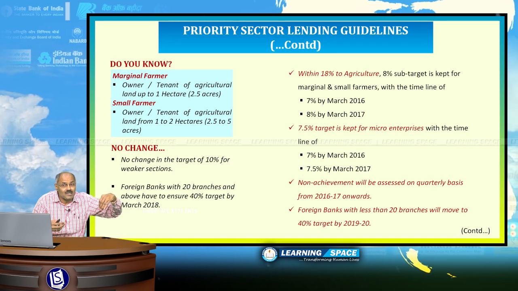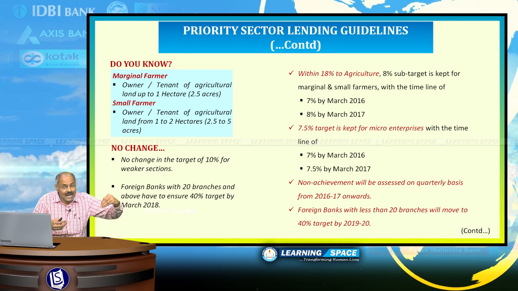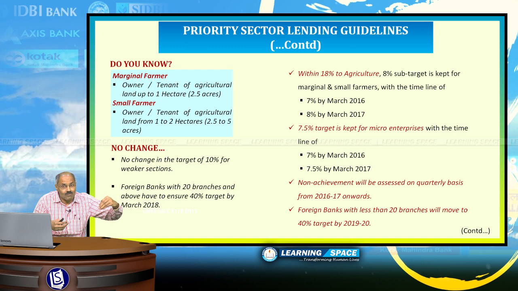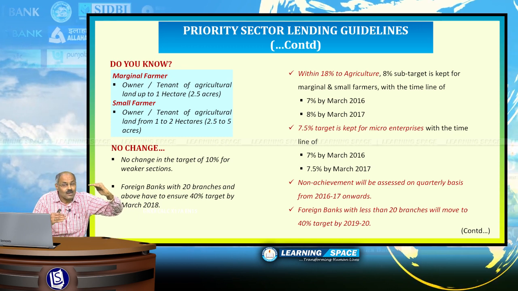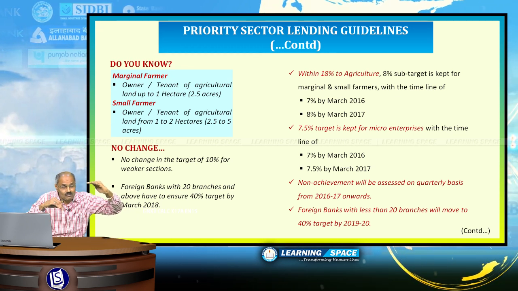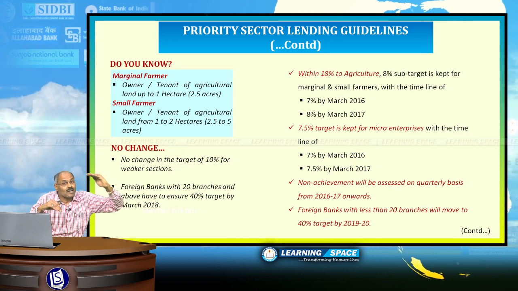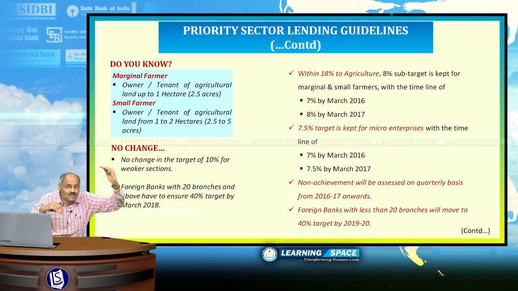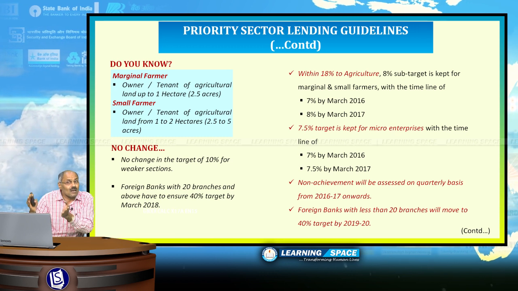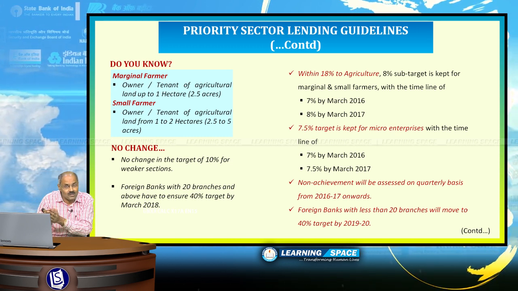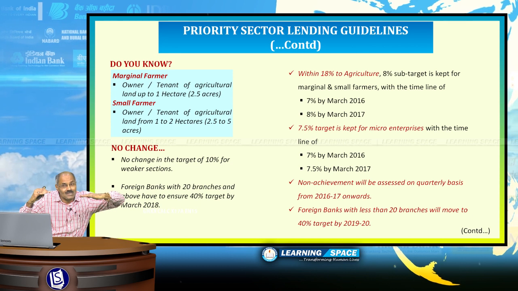You may ask, what is the differentiation between marginal farmer and small farmer? Farmers owning land up to 1 hectare, which means 2.5 acres, are considered marginal farmers, and 1 to 2 hectares, that means above 2.5 acres and up to 5 acres, are categorized as small farmers. So 8% of the loans should go to small and marginal farmers, and 7% is to be ensured by March 2016, 8% is to be ensured by March 2017.